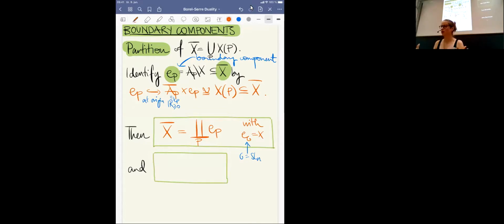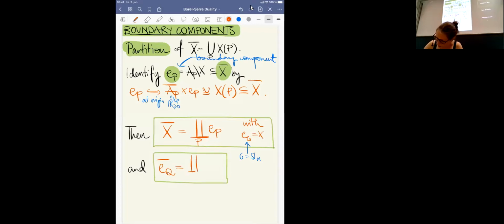So this is a nice partition of it, but to understand topologically what's going on, we can look at a specific boundary component, e_Q. We can take its closure and see what we get topologically when we take the closure of this boundary component. There's an exactly analogous description of this partition.